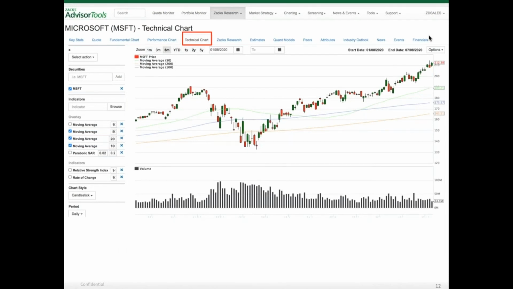First up, we have our technical chart. If you are interested in technical analysis, you can simply click on the technical chart tab on the top there, and it will reroute you to this page. You can build a completely custom chart over here on the left-hand side.